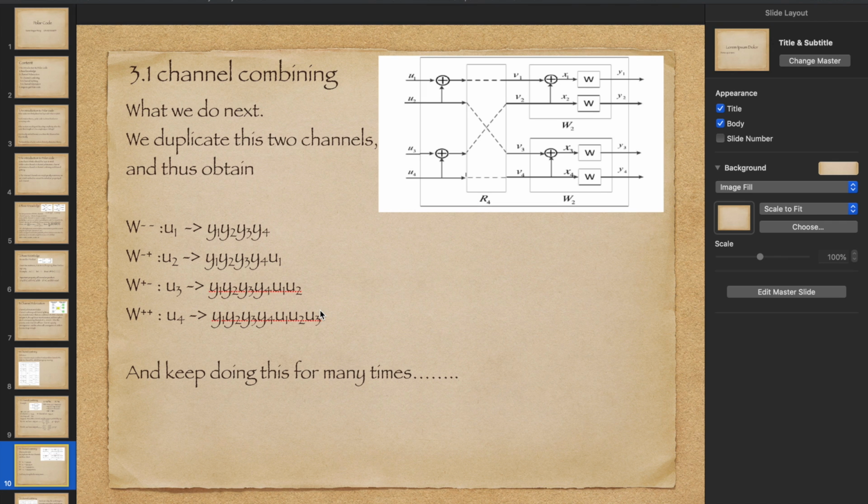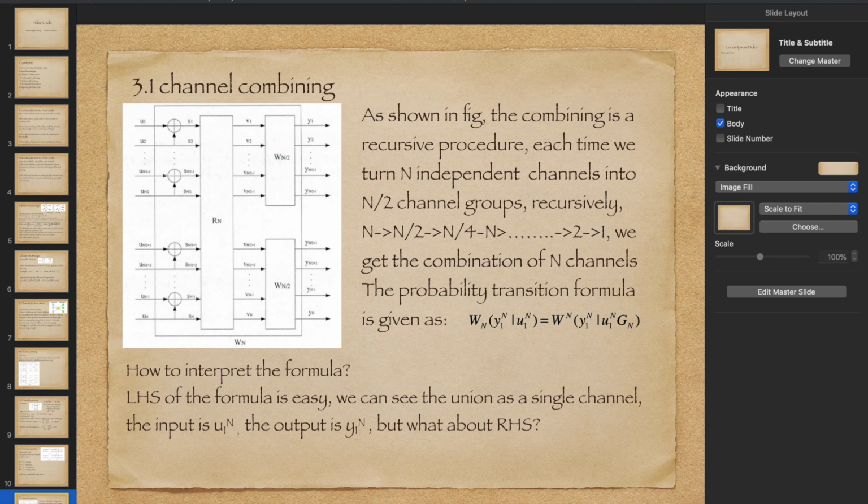We will duplicate these two channels. We duplicate W minus and we duplicate W plus, so we can get 4 channels and their input and their output, and we keep doing this many times. We get a general way of channel combining as shown in the figure.